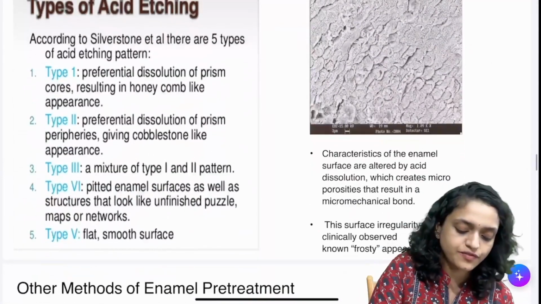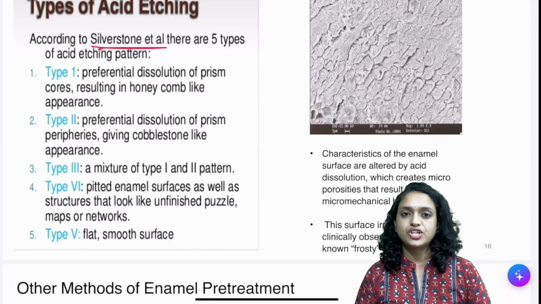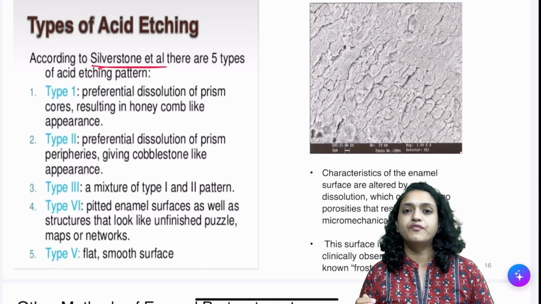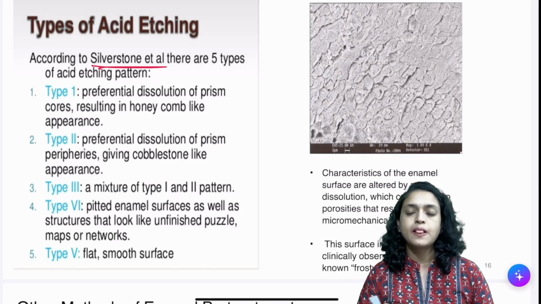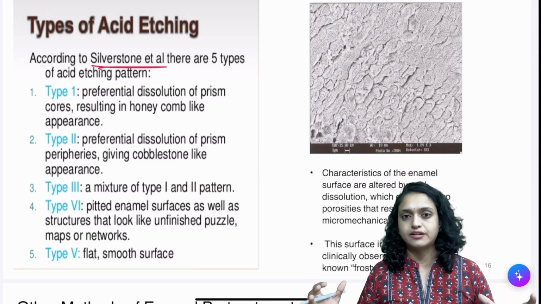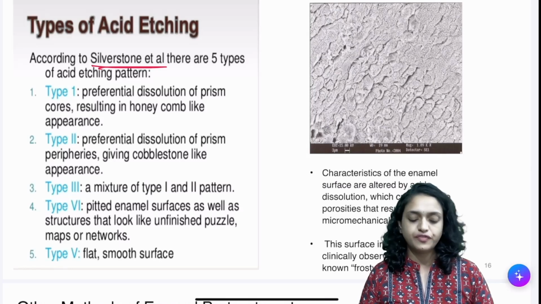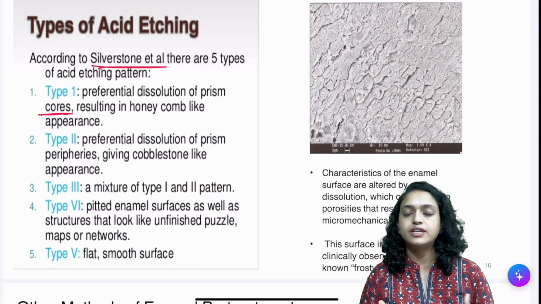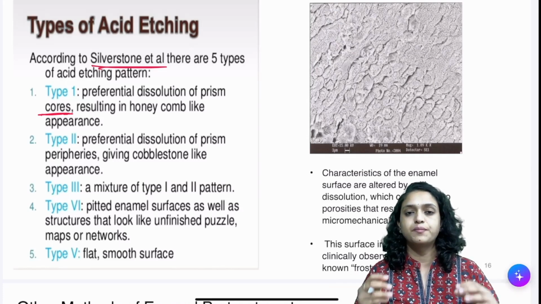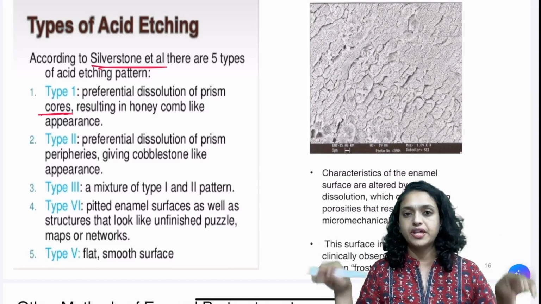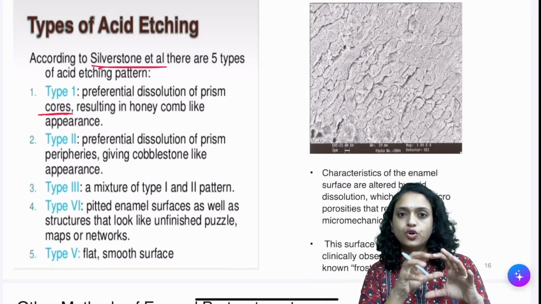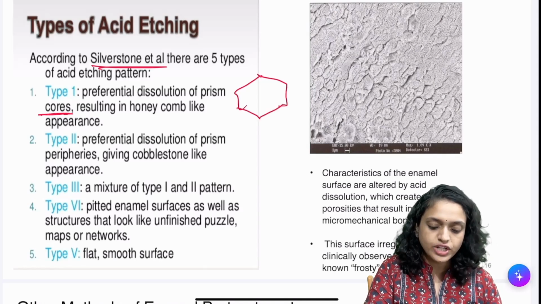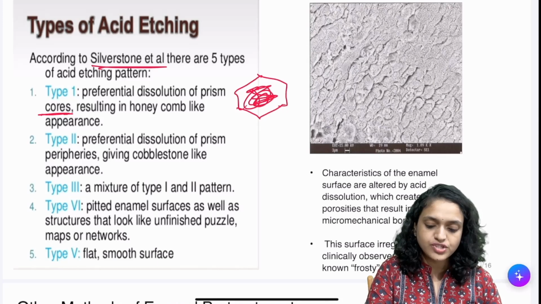Silverstone classified 5 types of etching pattern. This is also an important short notes question. When the etchant is kept for some time, the dissolution of enamel creates a pattern, which can be classified into 5 types. The first type is initially prism cores alone. You have all read about the structure of enamel. The enamel prism has a core and a periphery. So in type 1, only the core is dissolved, resulting in a honeycomb-like structure. Only the core gets removed, so the honeycomb-like structure will be there.